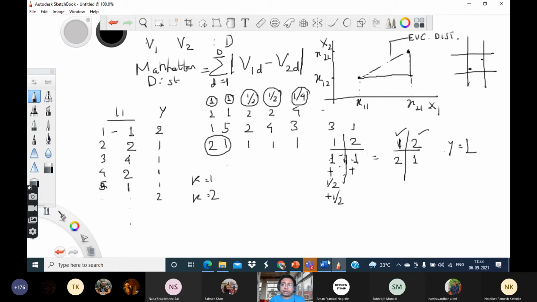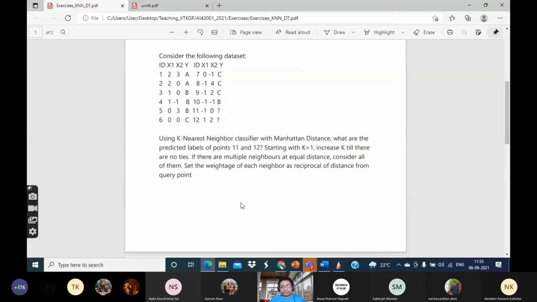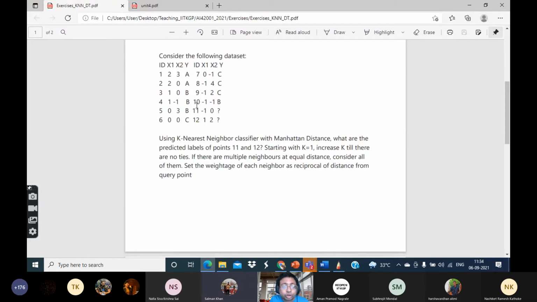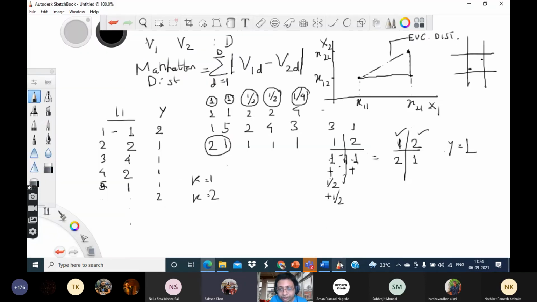Similarly, for the other data point also, I will do the same thing. So that is just a spin-off from this problem. Sir, is the answer C and B? Sorry, the answer for the second question is C and B, right? What is C and B? They are the class labels in question number 2. Sorry. Yeah, sorry, I didn't see that.